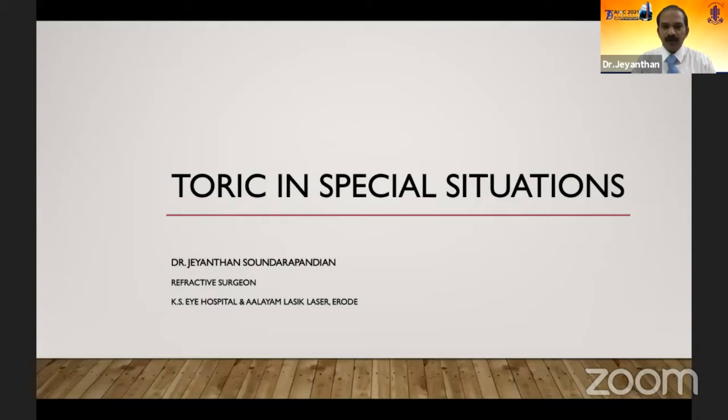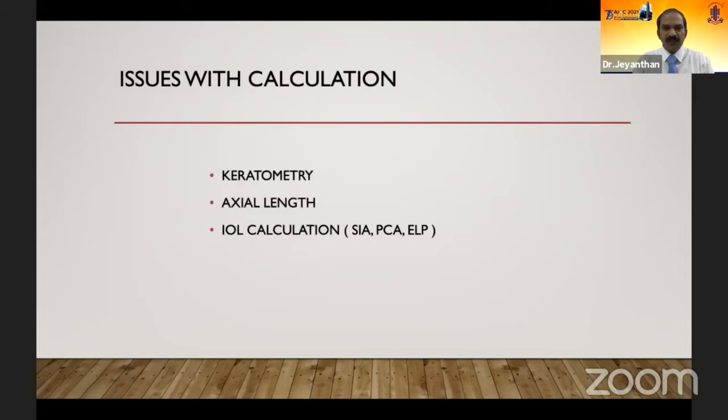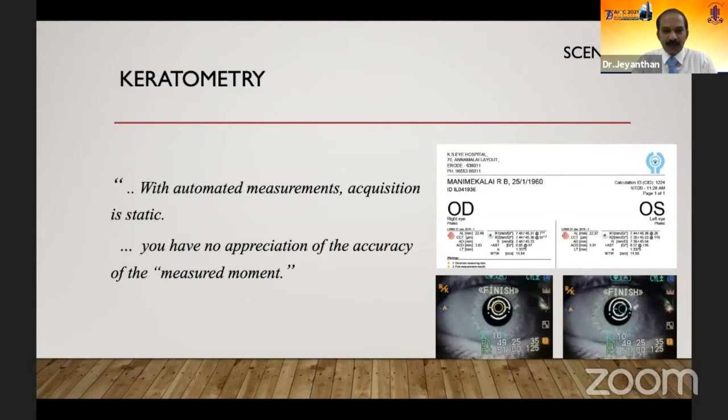So my talk will be on toric IOLs in special situations. When I say special situations, in the context of a toric IOL, you will either have an issue with calculation or an issue with implantation. To start with, the issues in calculation could be at the keratometry, axial length, or IOL calculation point. The first one is the keratometry.